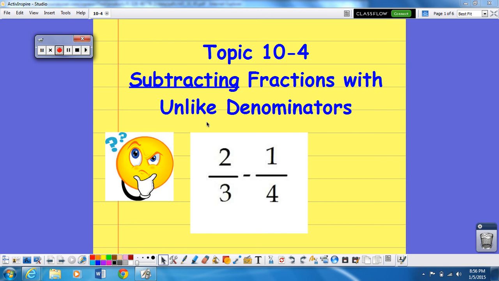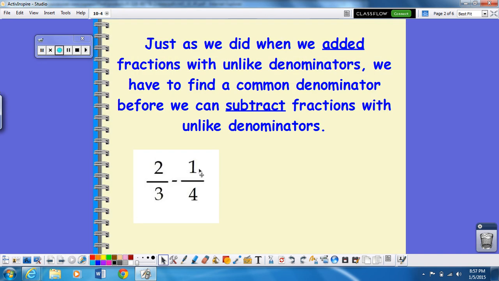So yesterday when we worked with adding fractions with unlike denominators, we had to find a common denominator or a like denominator before we could actually do the adding. We're going to see the same thing today when we subtract. So when I look at 2/3 minus 1/4, I know there's nothing I can do with this problem until I find a common denominator. So let's just look at this problem.